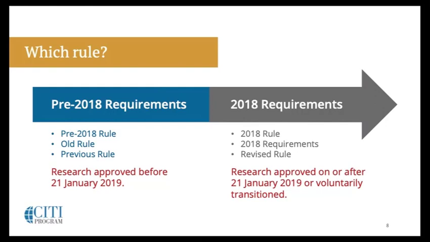Just a quick note about terminology. When I say pre-2018 requirements, I'm referring to the pre-2018 rule, which may also be called the old rule, which may also be called the previous rule. The 2018 requirements, I'm going to call the 2018 rule, the 2018 requirements, or the revised rule. So pre-2018 is for research approved before 21 January 2019, and the 2018 requirements is for research approved on or after 21 January 2019, or that was voluntarily transitioned to this new rule.